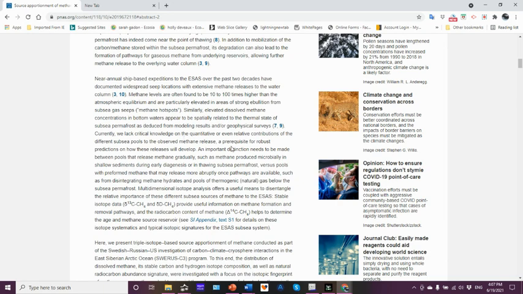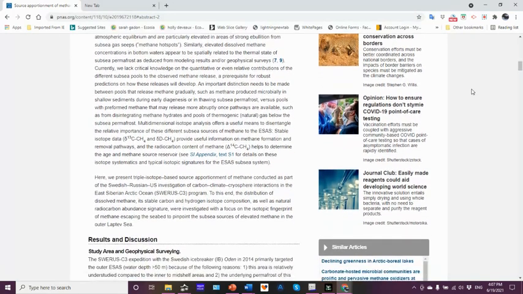And they go on to say that they lack knowledge on the quantitative or even relative contributions of the different subsea pools to the observed methane release. And that's, of course, a requirement for being able to make better predictions and projections as to what the concentrations are, what the release will be, and what it will do for methane levels.